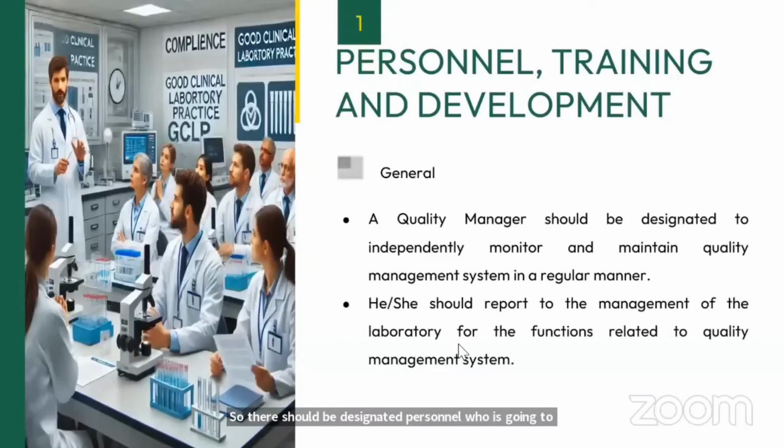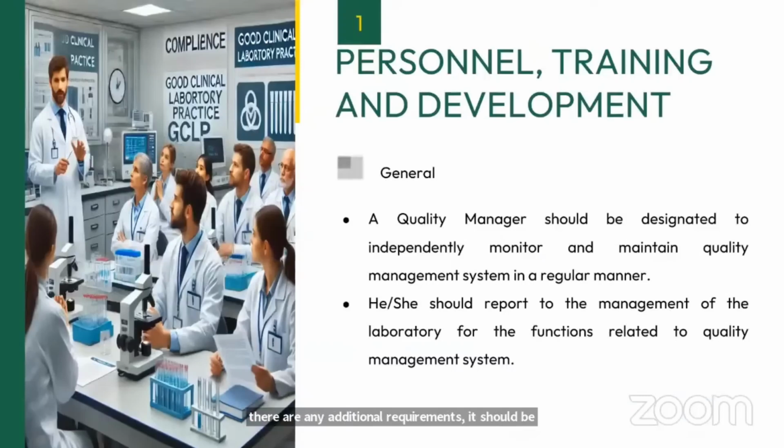This personnel should report to the management of the laboratory for the functions related to the quality management system. So these personnel have some authorities which come as per the quality management system of the laboratory. So what are the requirements of the quality management system? What are the different aspects of the quality management system, whether it is implemented appropriately, whether it is followed appropriately. If there are any additional requirements, they should be reported to the management.